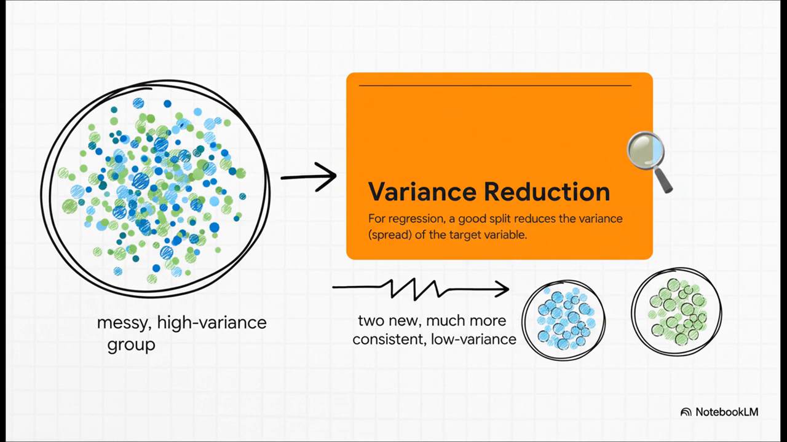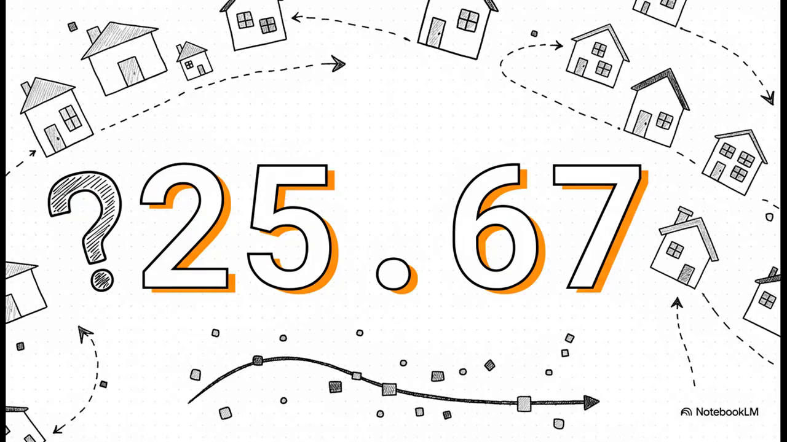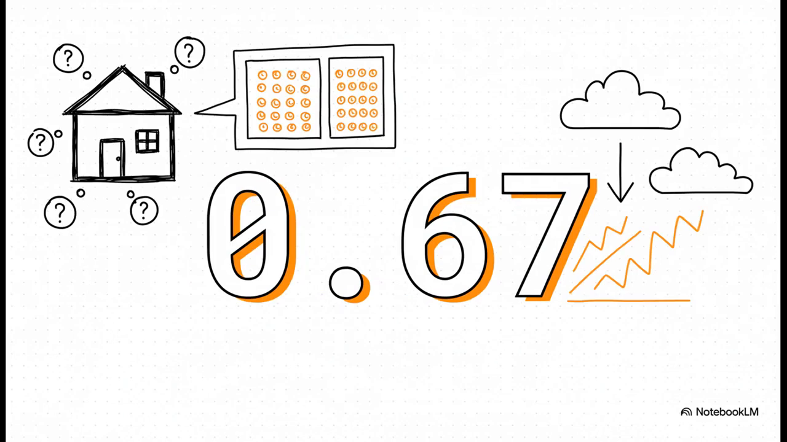And that's the goal. So let's imagine we start with a group of house prices that are just all over the map. The variance is super high. Let's say it's 25.67. That number tells us that right now our data is pretty unpredictable. But then we ask a question, maybe something like, is the house in this specific neighborhood? And bam, our new subgroups are suddenly way more consistent. One group has prices all clustered together, and so does the other. Our new combined variance plummets all the way down to 0.67.